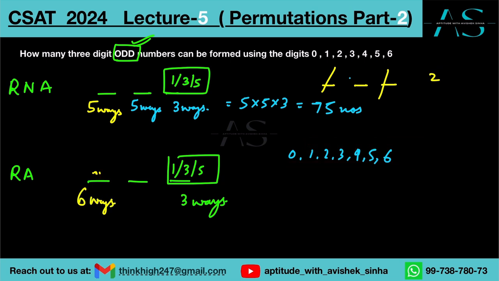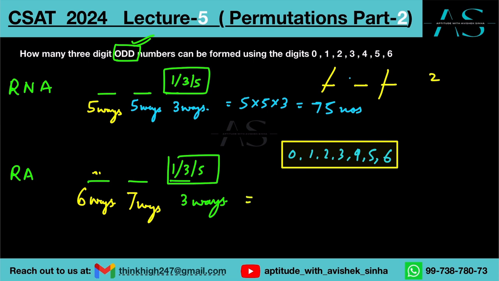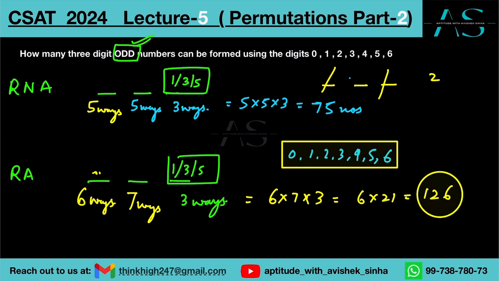Now, in order to fill the second spot, you can use any of these digits because repetition of digit is allowed. So next one can be filled in 7 ways. This is 6 into 7 into 3. So this is 6 into 21. I hope this is clear. So 126 numbers when we repeat.